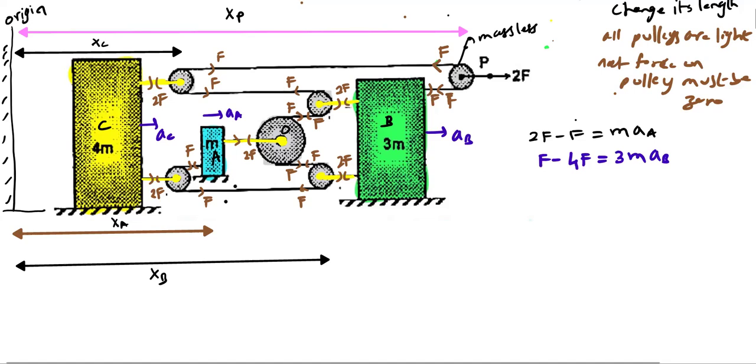Then come to this block here. Forces acting are 2F and 2F. Total will be 4F. So that 4F should be equal to 4M into AC.